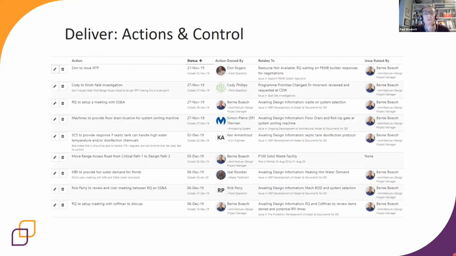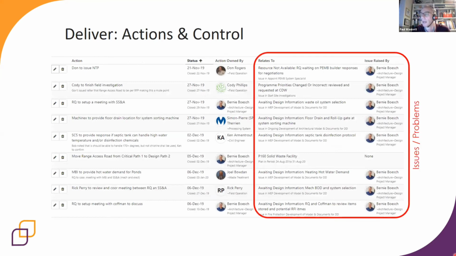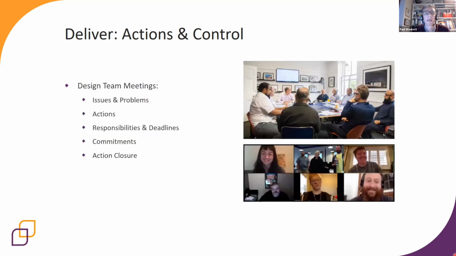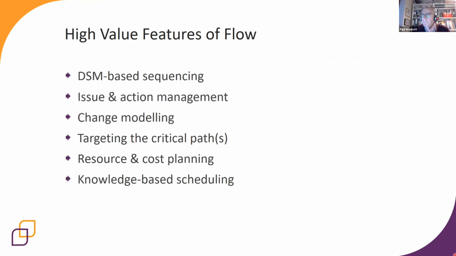And as a result of that, we have each week or each fortnight, each 2 week period, a list of the issues and problems that are preventing the team from delivering and the associated actions in a central location within Flow. And we can talk about that within a design team or a project team meeting, as I described, and get commitment from the team to close those actions. So that's the basic sort of process we go through as we deliver the project.